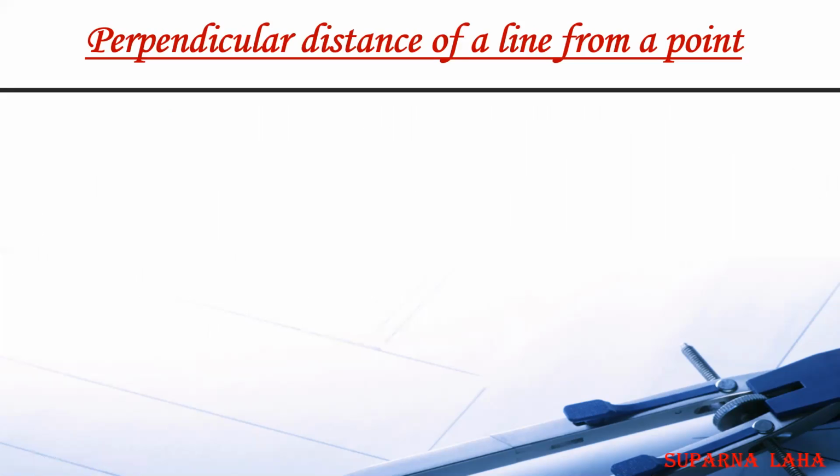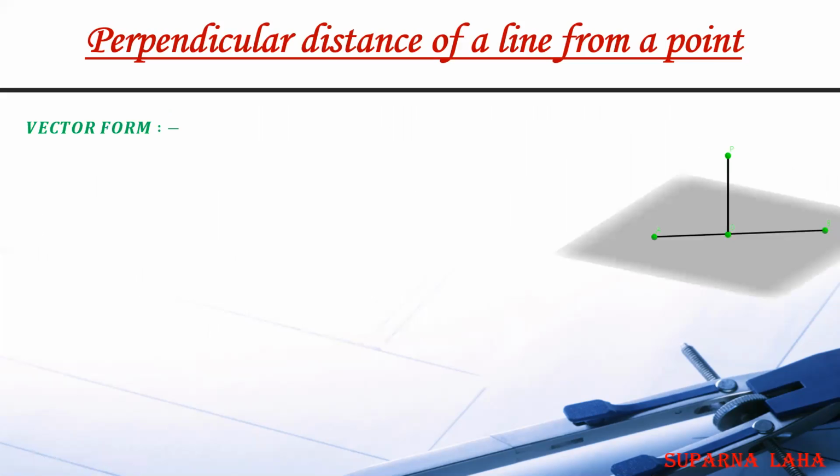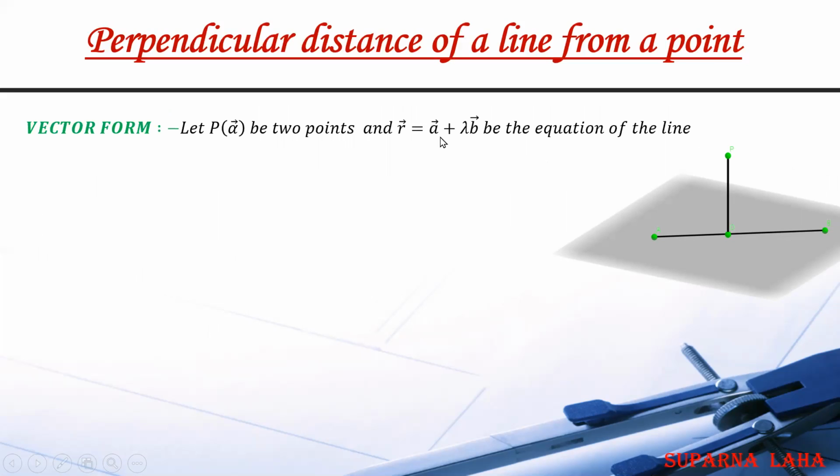Now if we move to the vector form of it, we need to take a point P with the position vector alpha, and a line represented by vector A plus lambda into vector B. So by the vector equation of the line, you can say a point on the line has position vector A and the line is parallel to the vector B, and lambda is any scalar quantity.